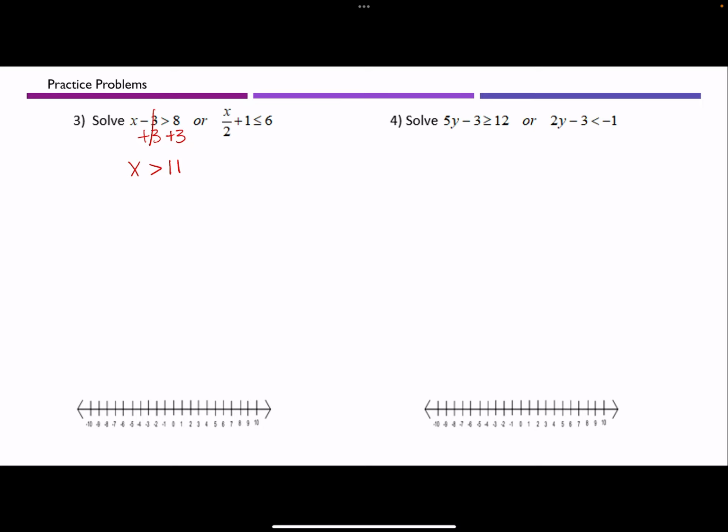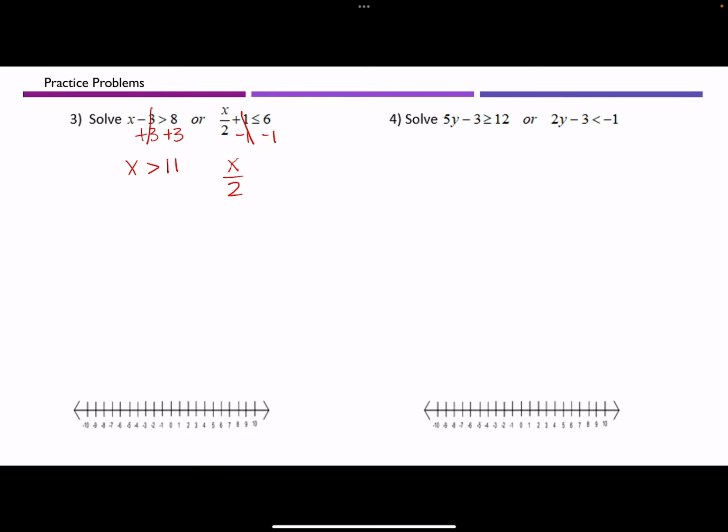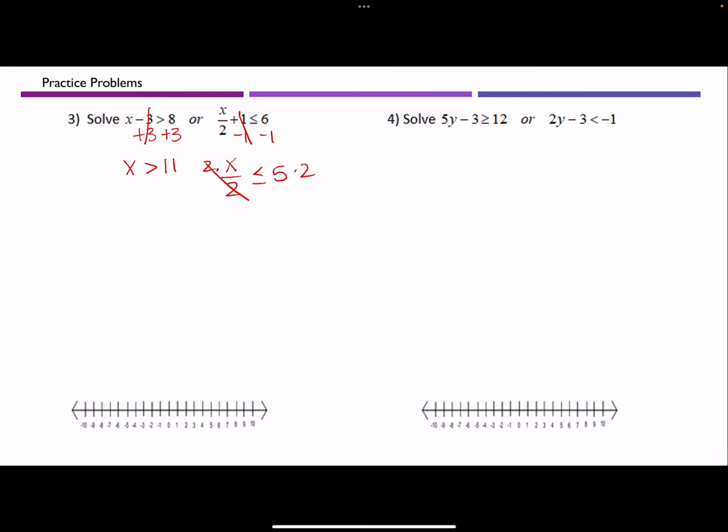So we get rid of our SAD MAP, our subtractions or additions first. We're going to subtract 1 from both sides. We have x over 2 less than or equal to 5. And then we have to get rid of this x divided by 2 by multiplying both sides by 2. The 2s cancel. We have x is less than or equal to 10.